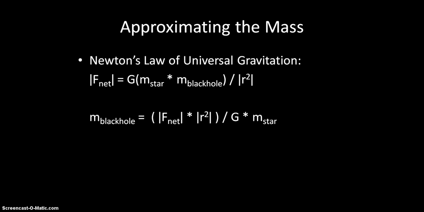Newton's law of universal gravitation states that F net is equal to the gravitational constant G times mass 1 times mass 2 divided by r squared, where r is the distance between the two objects. We manipulate this equation to create a brand new equation, which states that the mass of the black hole is equal to the magnitude of the net force acting on the system, times r squared, which is the magnitude of the final position of the star minus the position of the black hole, divided by the gravitational constant G times the mass of the star.